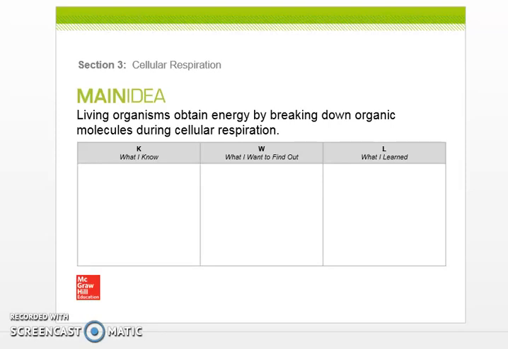Hi biology students, it's Mrs. Lewis. This is Chapter 8 and your final section, Section 3. It's all about cellular respiration.